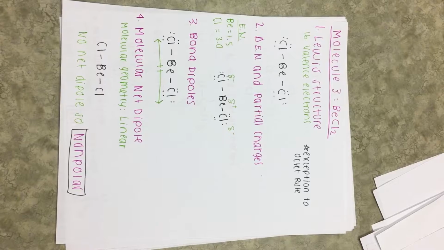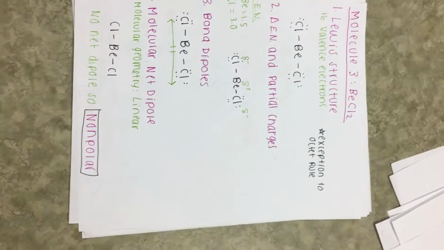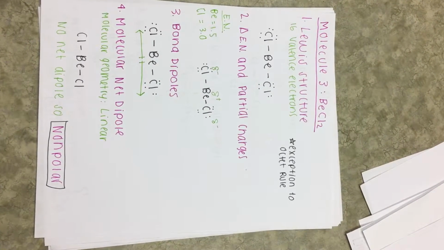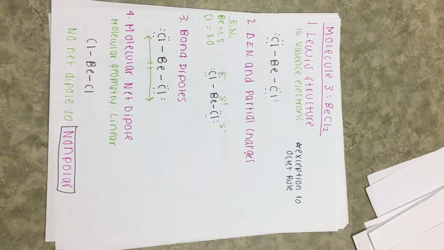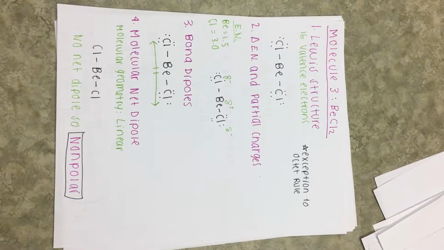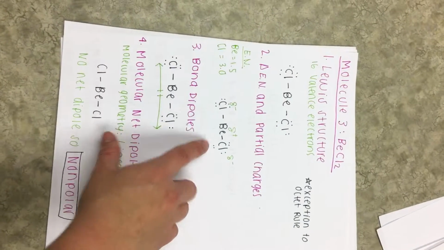The highest electronegative atom, which is Cl, will have partial negative charges because the electrons drift towards the atom with the highest electronegativity. This means there will be a partial positive charge on the Be atom. The bond dipoles are going to look like this. A tail that's positive on the Be heads towards the Cl on the outside.